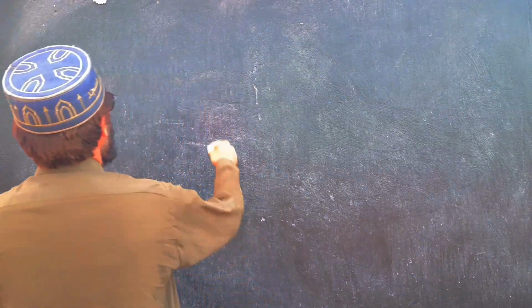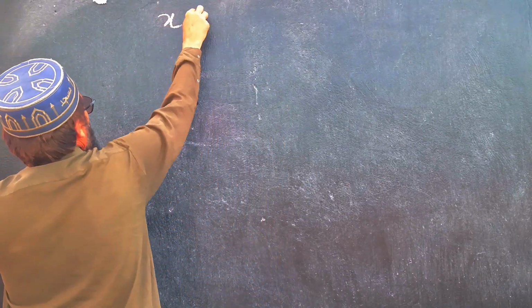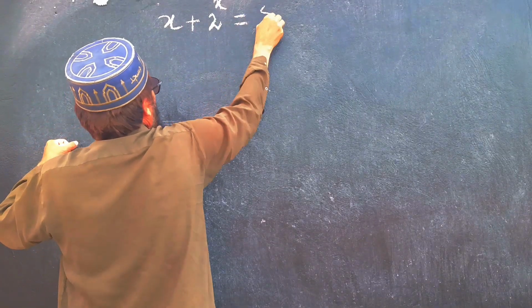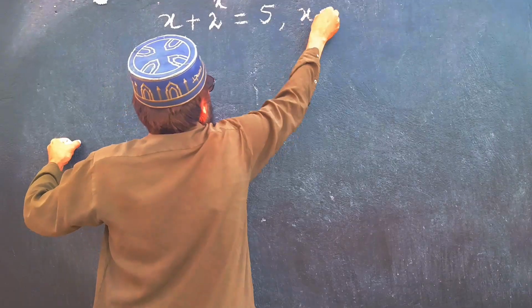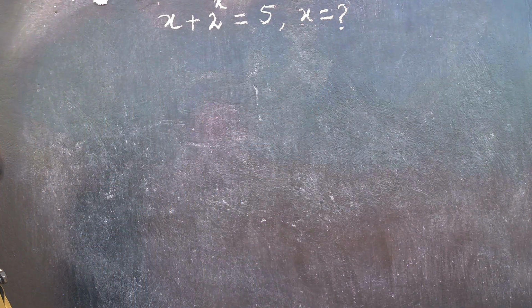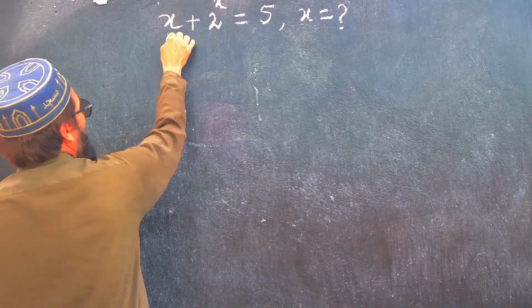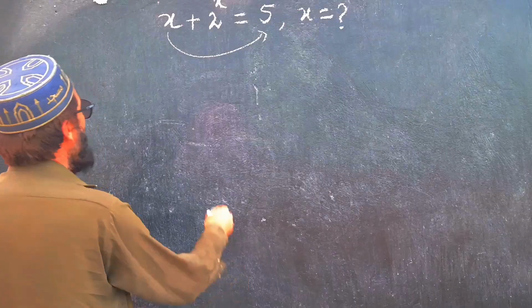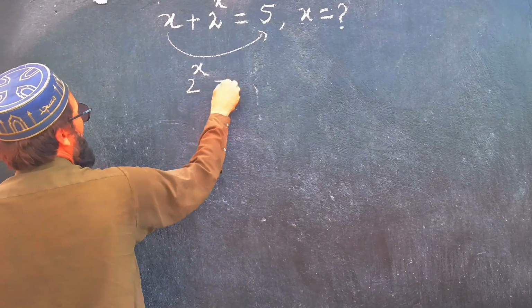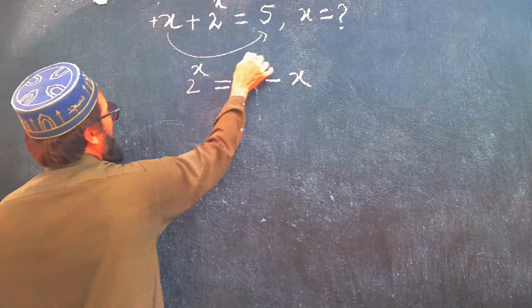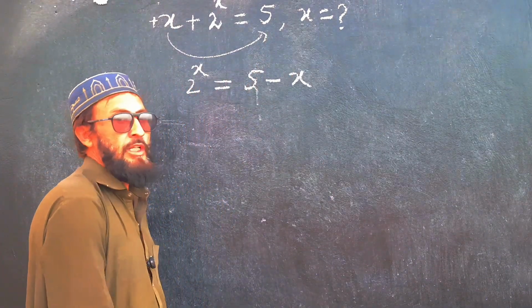Very interesting exponential equation: how can we calculate the value of x when 2 exponent of x plus x is equal to 5, and x is unknown? In this type of exponential equation, first of all we eliminate x by transferring it to the right side, and its sign is also changed. Here we can write 2 exponent of x is equal to 5 minus x.